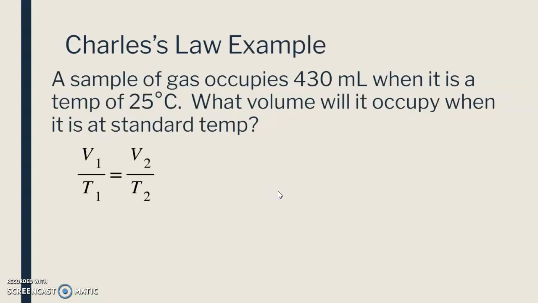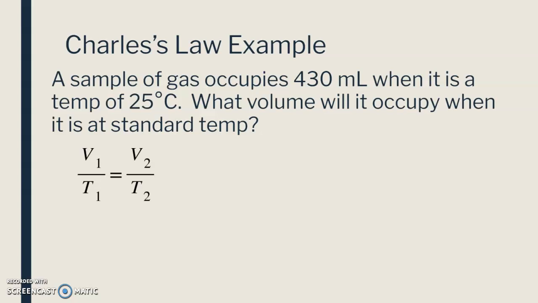So here we have an example problem. And the way that I like to look at this is that it's kind of like cross multiplying. I think that most of you guys know how to cross multiply. It comes naturally to you. And you can treat this problem the same exact way. So we have a sample of gas that's about 430 mils of volume, and its temperature is 25 degrees Celsius. What is the final volume if you have STP? Or its standard temperature rather.